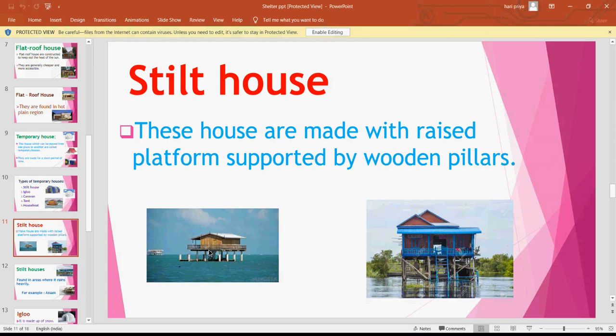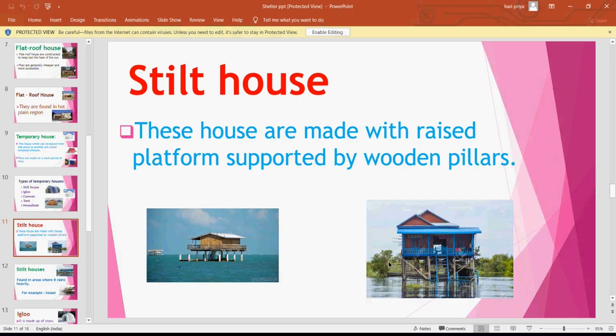It's on within the floor, right? But in case of this stilt house, it is something different. It has a raised platform. Can you see the wooden pillars are constructed down and above that the stilt house is there? Can you see that? So this type of house is called stilt house.